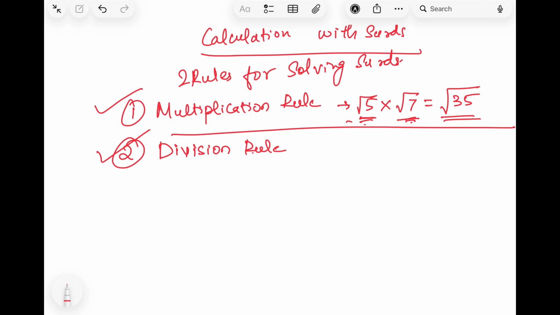Similarly, the division rule. The same thing applies to division also. Root 5 upon root 8, again both are square roots, and the root for both of them is not possible, right? Square root is not possible. So we will write root 5 upon 8.